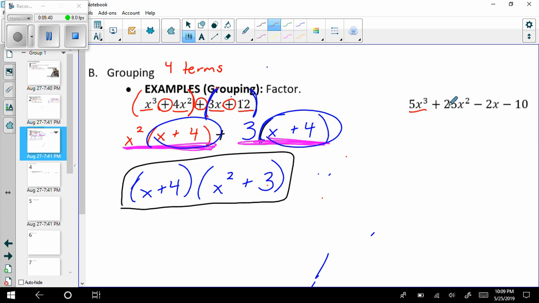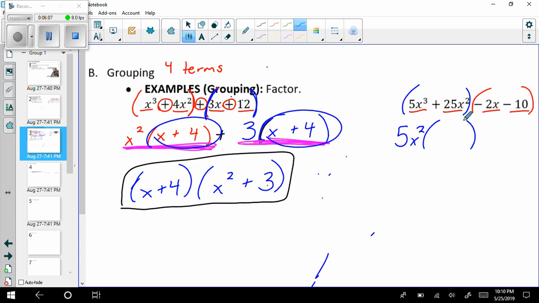I have 4 terms, so I'm going to group. That's how you know you're going to group, if you have 4 terms. Here's my first group. Now with the second group, I want to make sure that negative is with the 2. So from the first group, GCF, what is the greatest common factor I can take out of this blue group? Well, it looks like I can take a 5 out and an x squared.